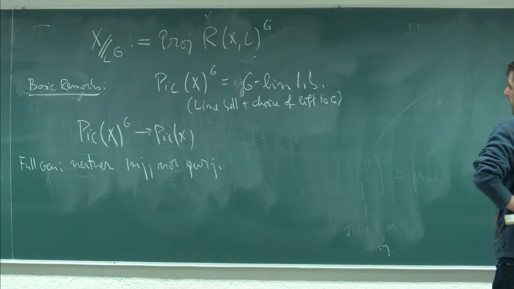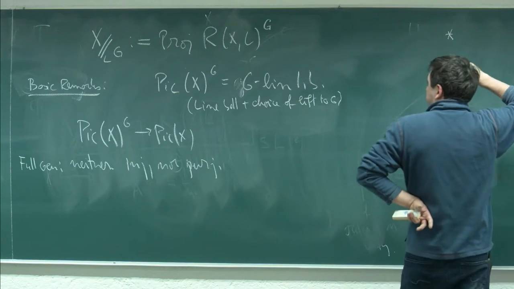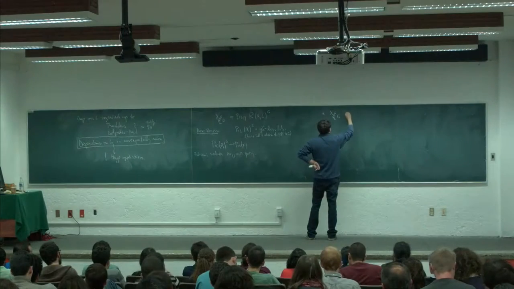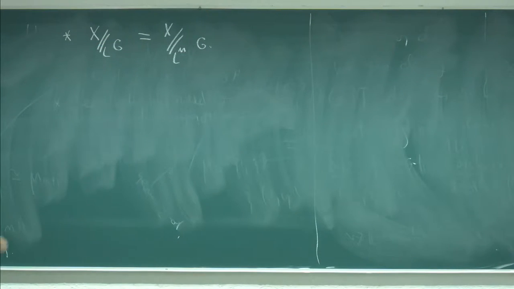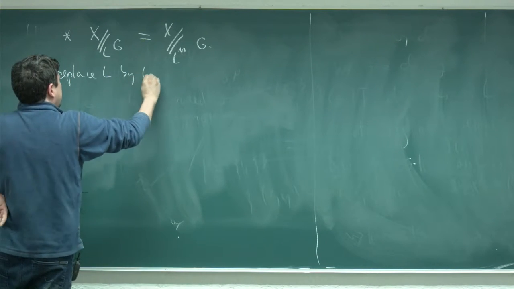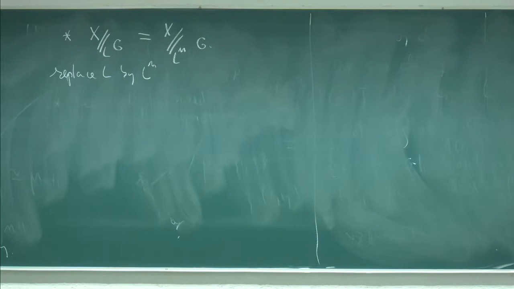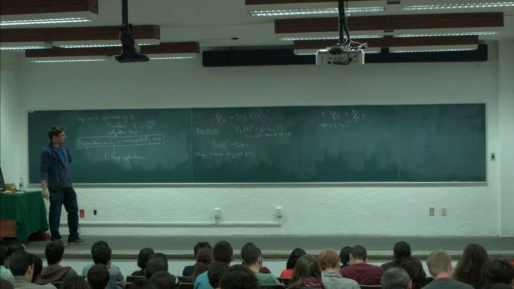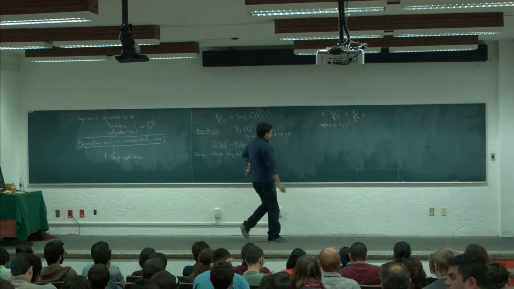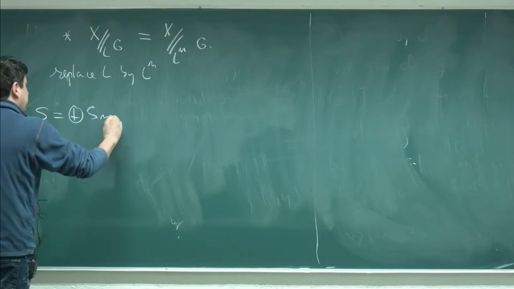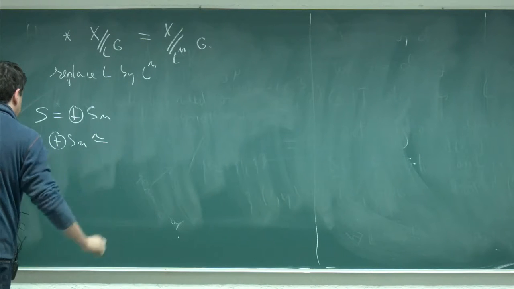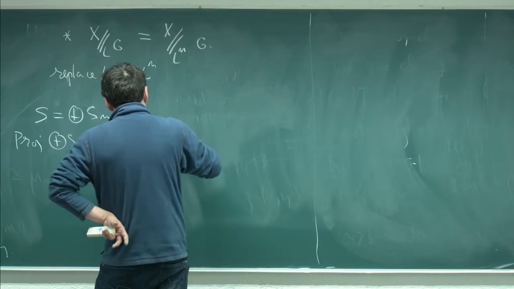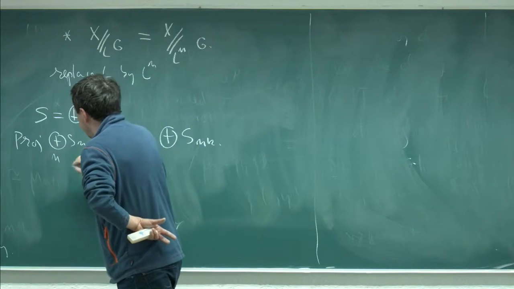this is neither injective nor surjective. But before that, let's make some basic remarks. So first of all, I would remark that X mod_L G is the same thing as X mod_{L^n} G. So basically, I can replace L by L to the power n. So why is that? Because we know how Proj works. Should I write it or does everyone know it? So let me write it. So if I have S a graded ring, so this is the direct sum of S_n, if I take Proj of S_n, this is actually isomorphic with Proj of the same thing, where I multiply everything by k. So this is the sum of S_{kn}.